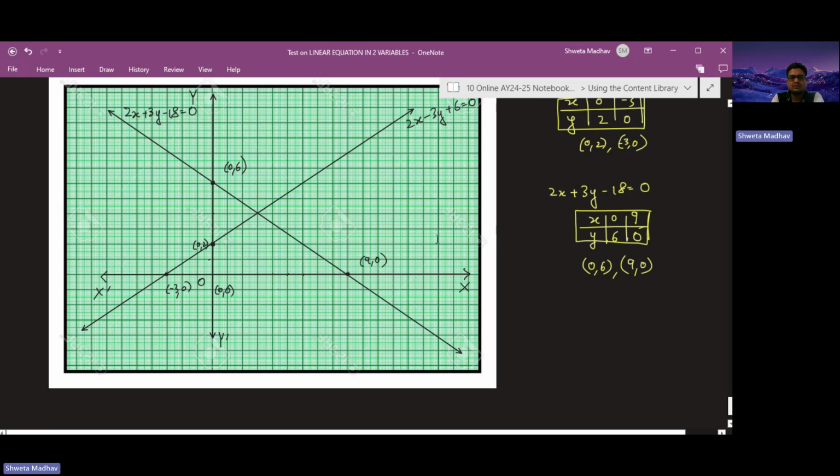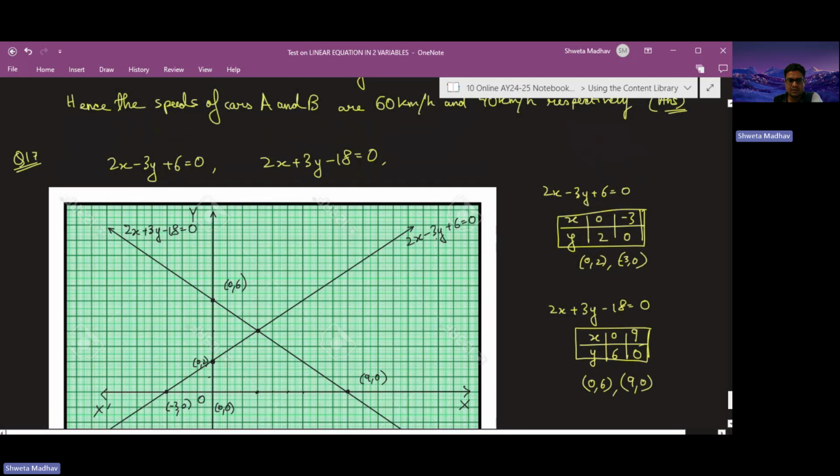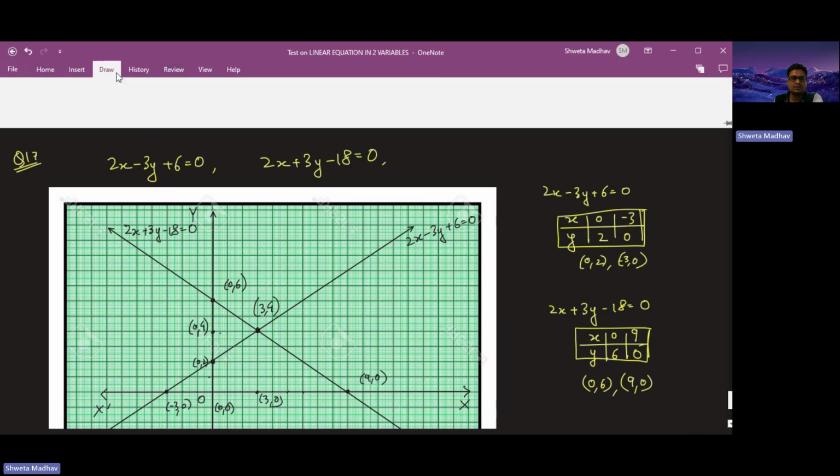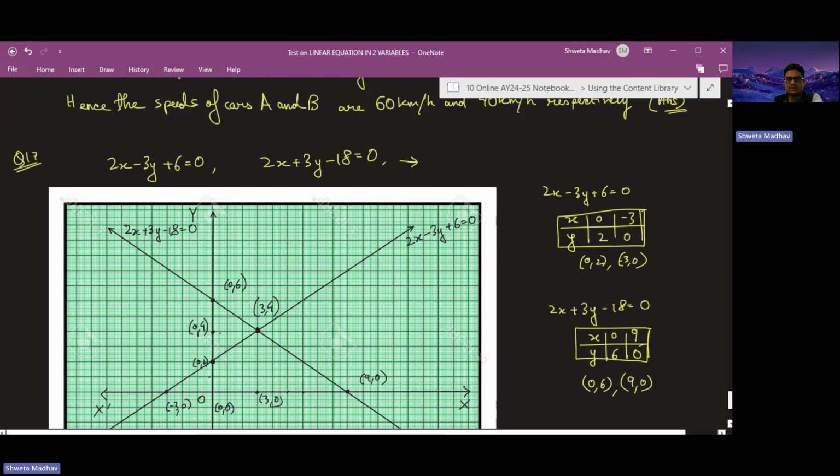Now you can see that these two will intersect at a point. This is 3, 0, and this point is 0, 4. So their point of intersection is obviously (3, 4). So if we solve these two equations, then the solution will be x equal to 3 and y equal to 4, since their intersection point is (3, 4). And then we also have to write the scale. Scale also is very important. We should write the scale of this graph.